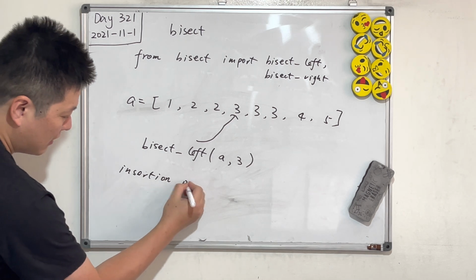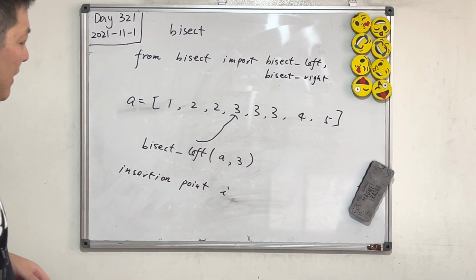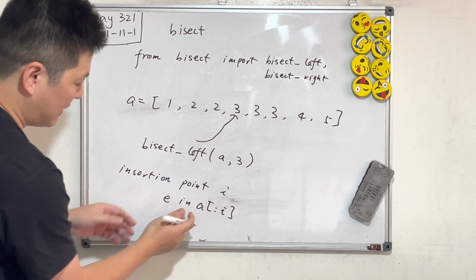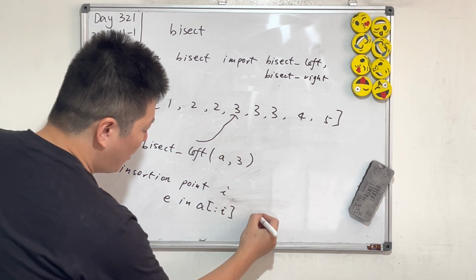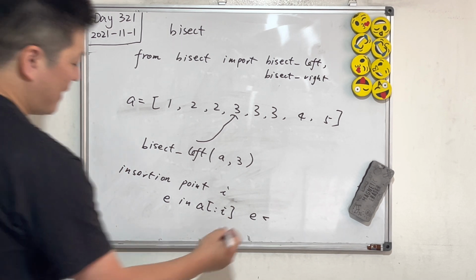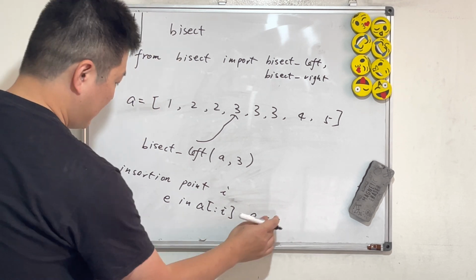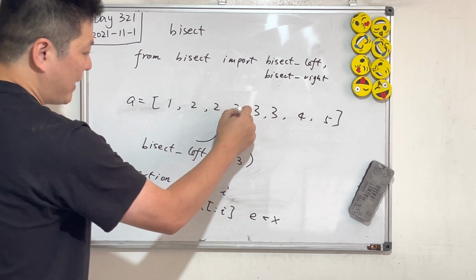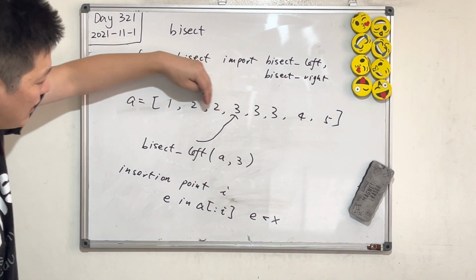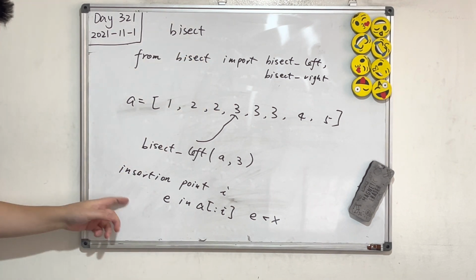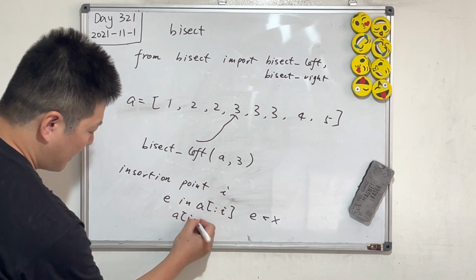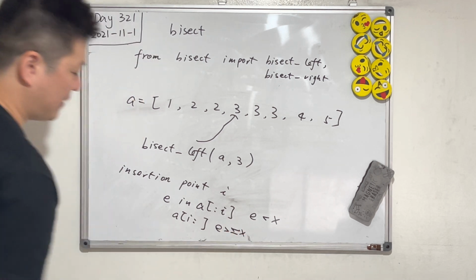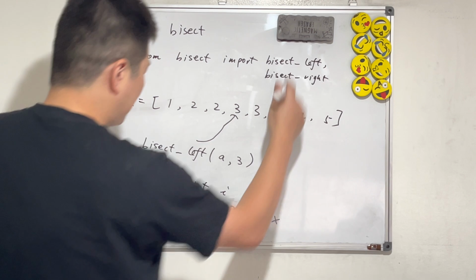What's an insertion point? It's an index i such that all elements in A up to i are smaller than x. So the insertion point will be here, because all the elements up to here are smaller than 3. And all the elements from index i upwards are bigger than or equal to x.